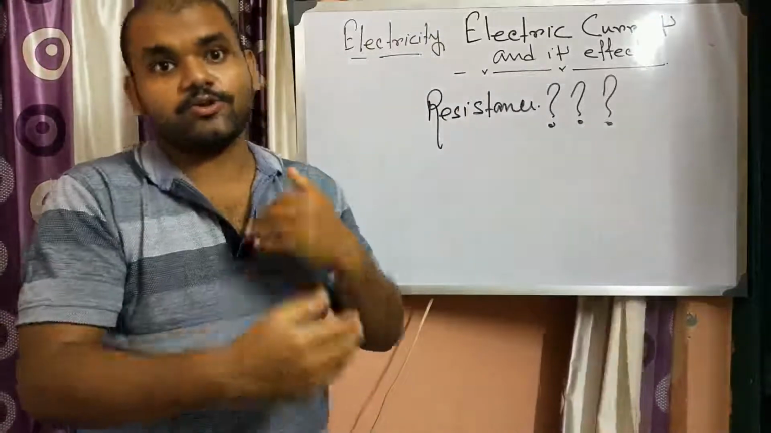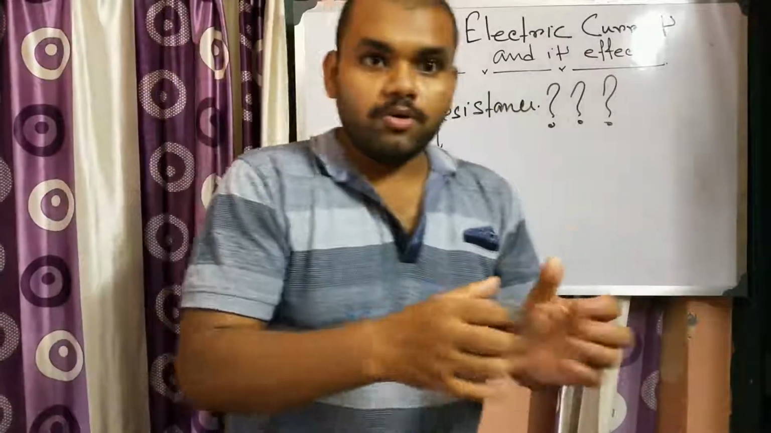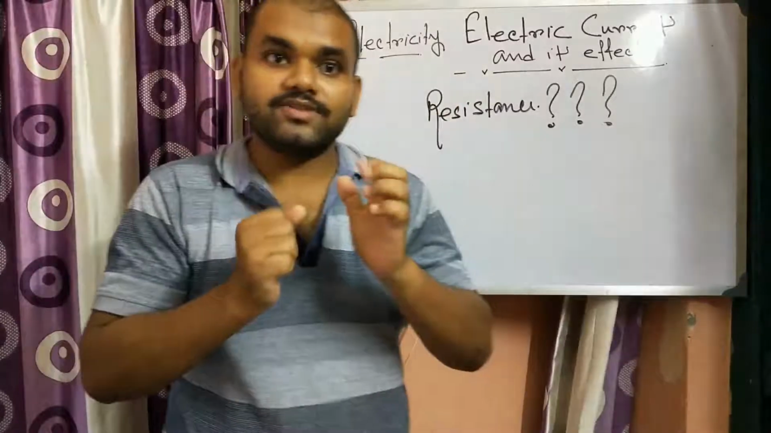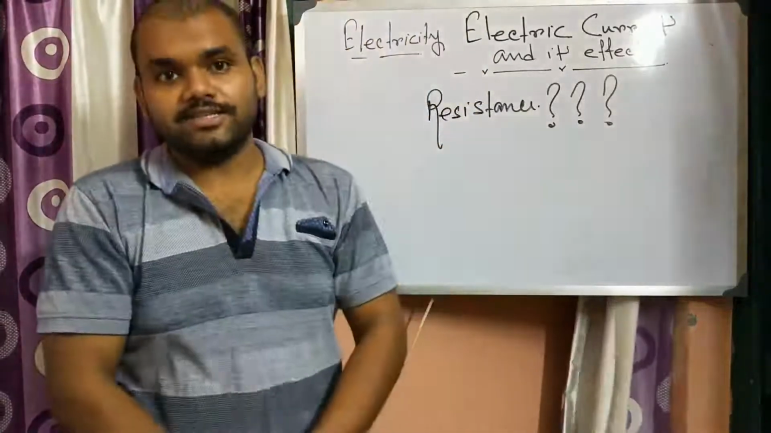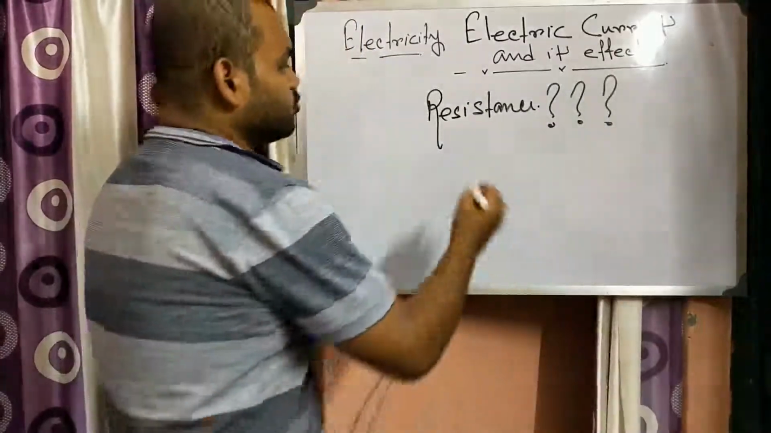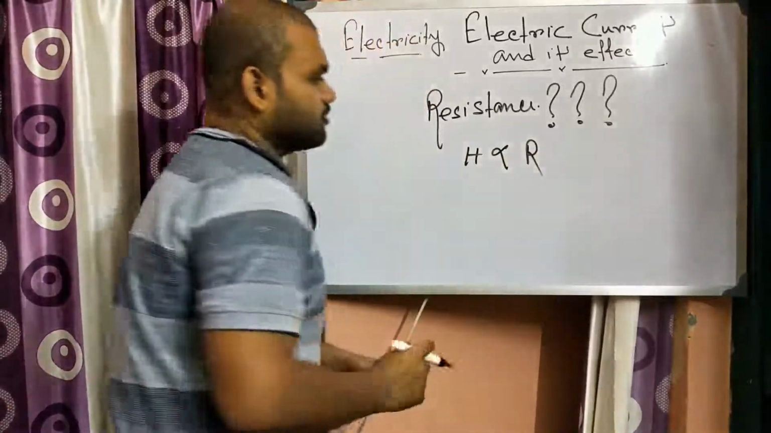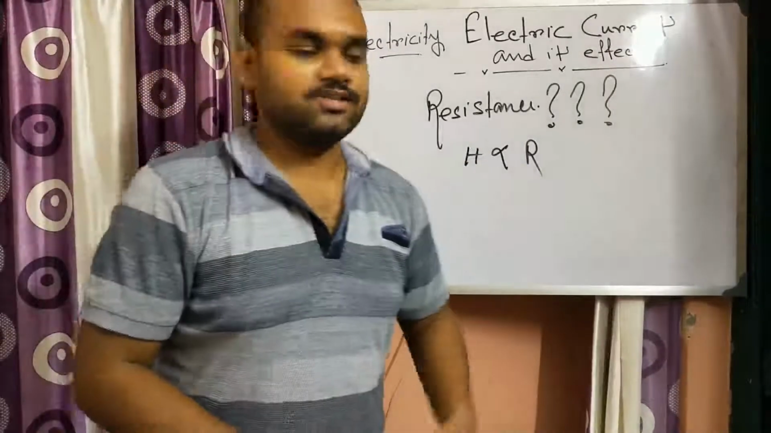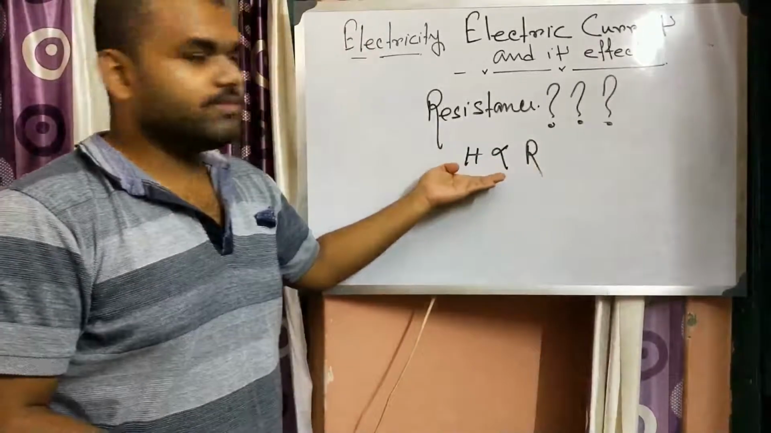So here also, in the case of resistance, the same phenomenon occurs. The electron wants to go, but that substance doesn't let it go. That's why some amount of electrical energy is converted into heat energy. According to Joule, the heat energy is directly proportional to the resistance. So the more the resistance, the more the heat.